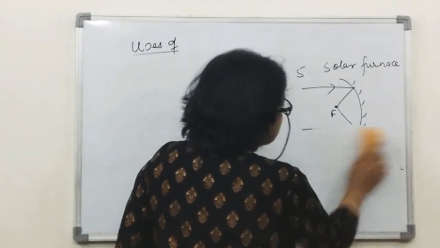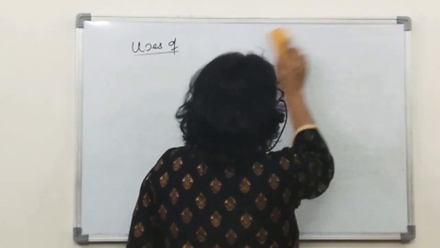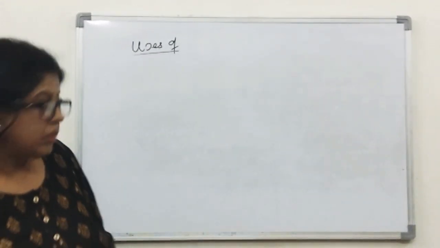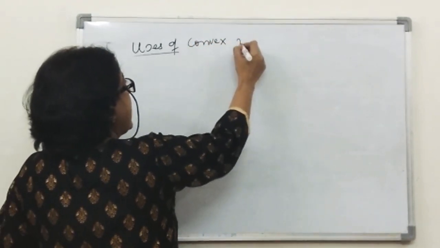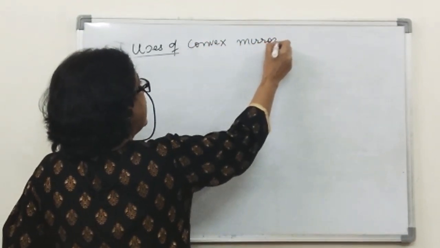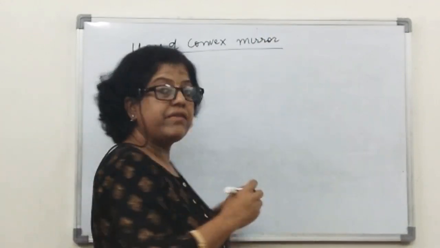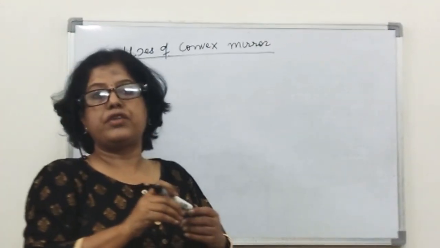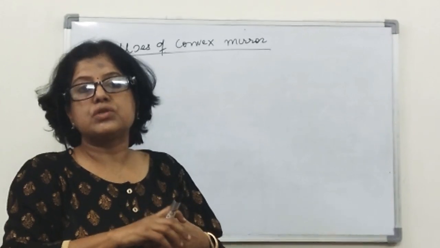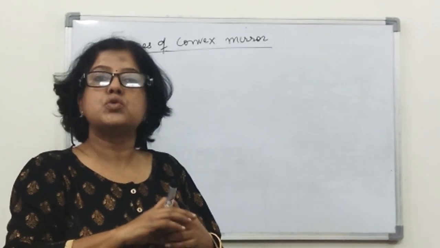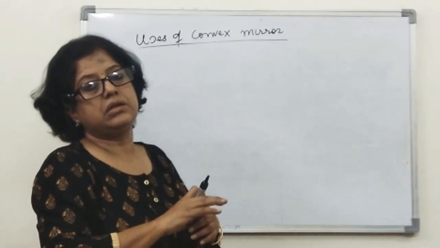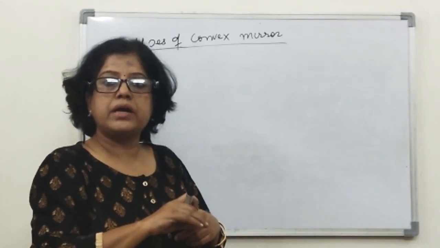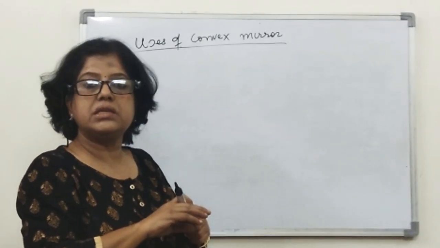Okay. Now, convex mirror, we all know that a convex mirror forms a virtual, erect and diminished image always. Wherever the object is in front of a convex mirror, the image formed is always virtual, erect and smaller in size. This we all know. Now based on this characteristic feature of the image formed by a convex mirror, it has a variety of uses.